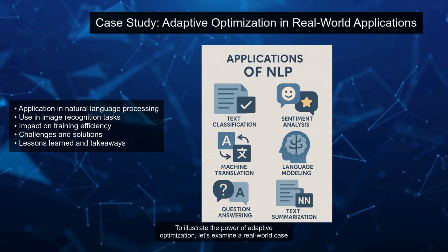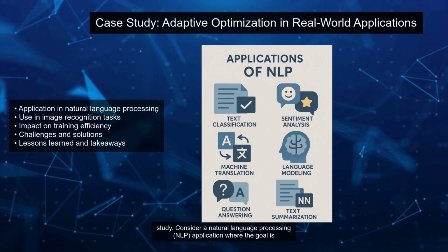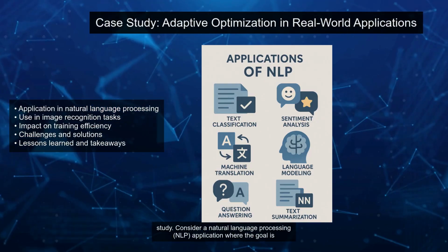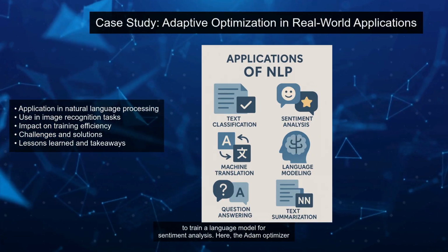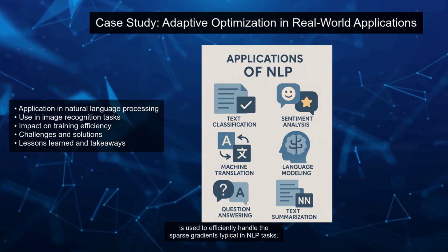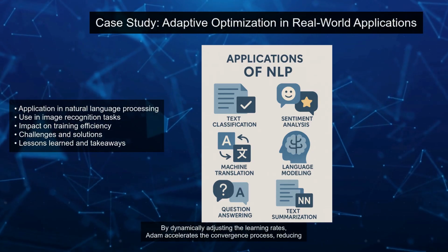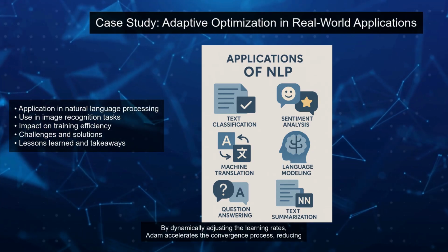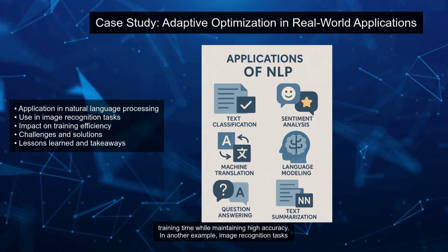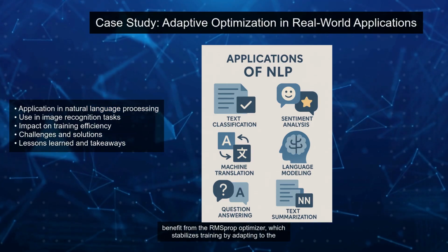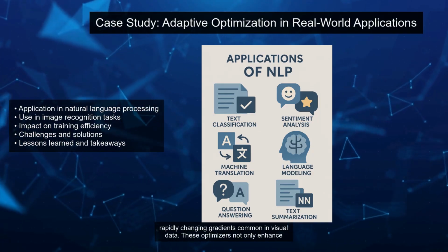To illustrate the power of adaptive optimization, let's examine a real-world case study. Consider a natural language processing (NLP) application where the goal is to train a language model for sentiment analysis. Here, the Adam optimizer is used to efficiently handle the sparse gradients typical in NLP tasks. By dynamically adjusting the learning rates, Adam accelerates the convergence process, reducing training time while maintaining high accuracy. In another example, image recognition tasks benefit from the RMSprop optimizer, which stabilizes training by adapting to the rapidly changing gradients common in visual data.